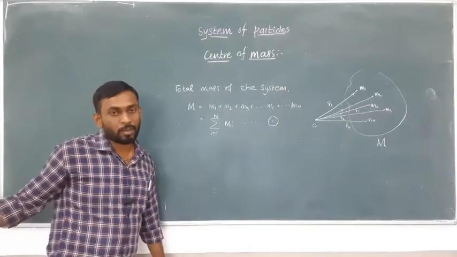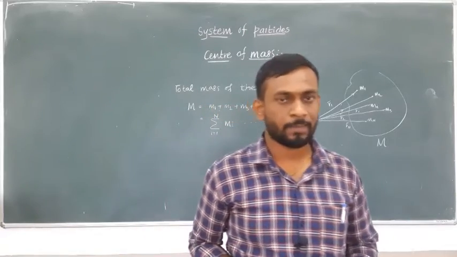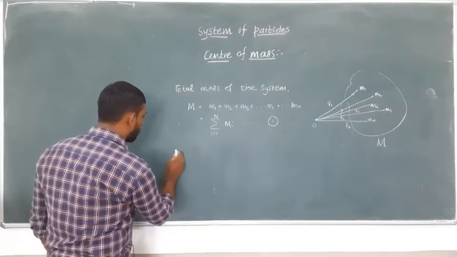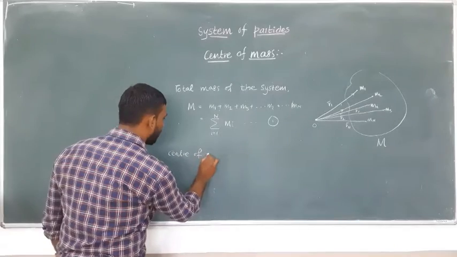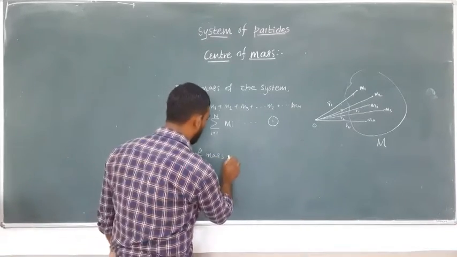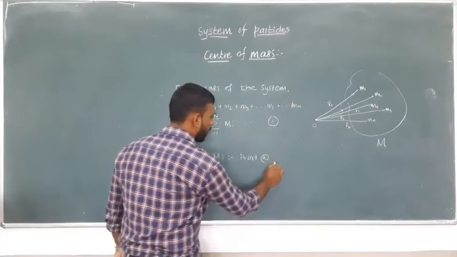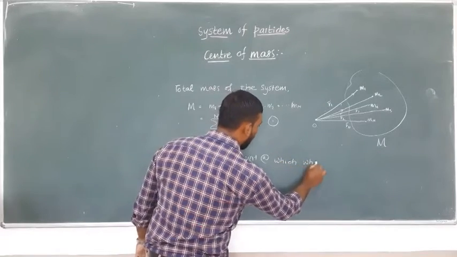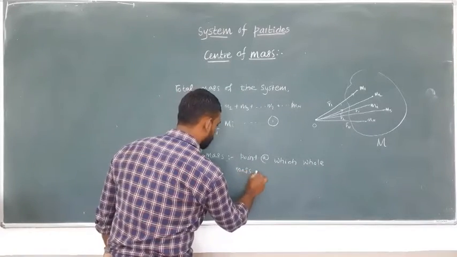So the center of mass is the point of the body where the whole mass of the system is supposed to be concentrated. So we can write: center of mass is the point at which the whole mass of the system is concentrated.